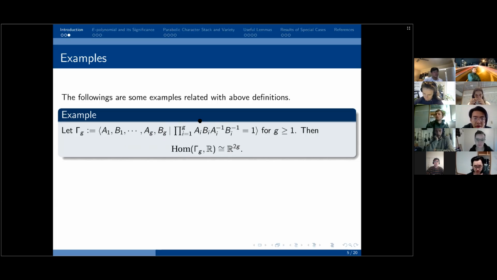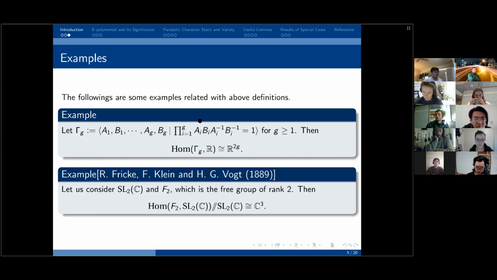And the next example is given by Fricke, Klein, and Vogt. We can consider the group SL_2(C) and F_2, where F_2 is the free group of rank 2, so a finitely generated group. So we can consider the character variety from F_2 to SL_2(C), which is isomorphic to C^3. So this is, I think, a simple example of representation and character varieties.